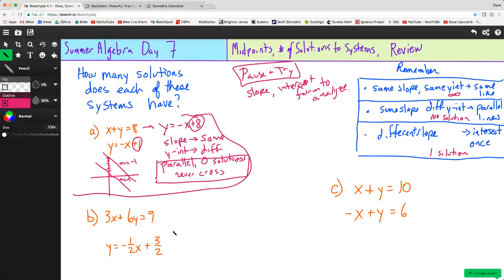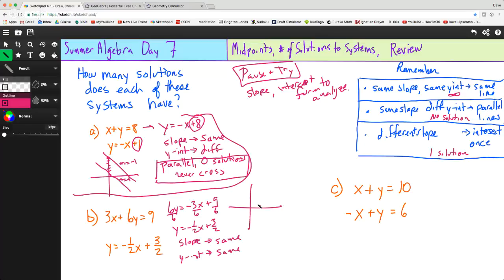Let's do B. Okay, B is, let's rewrite this. 6y equals -3x plus 9. Divide everything by 6. And we get y equals -1/2 x plus 3/2. And so what do we have? We have a slope that is the same, and the y-intercept is the same. So we have the same line, right?